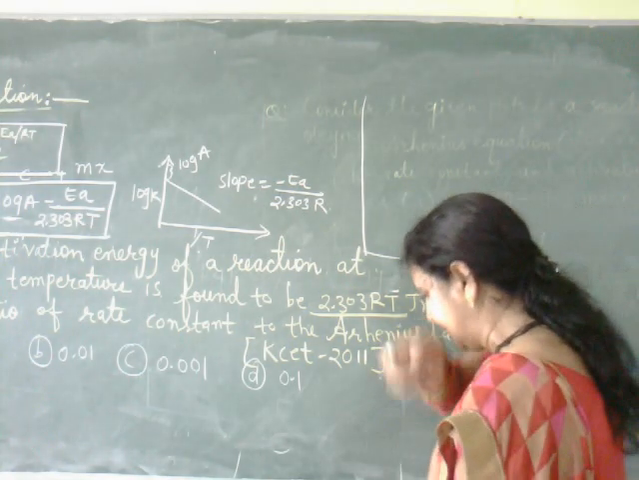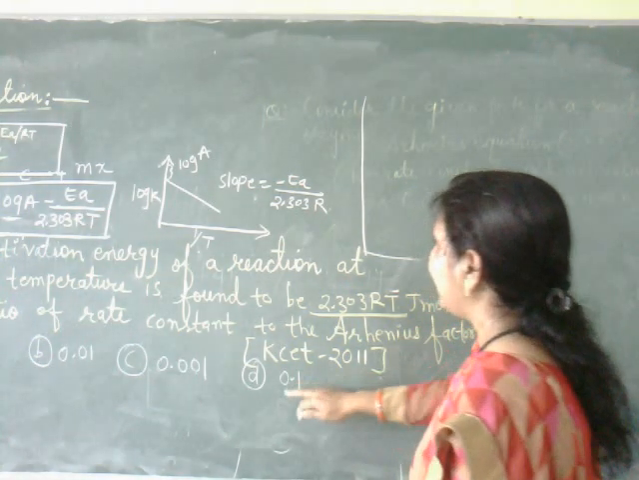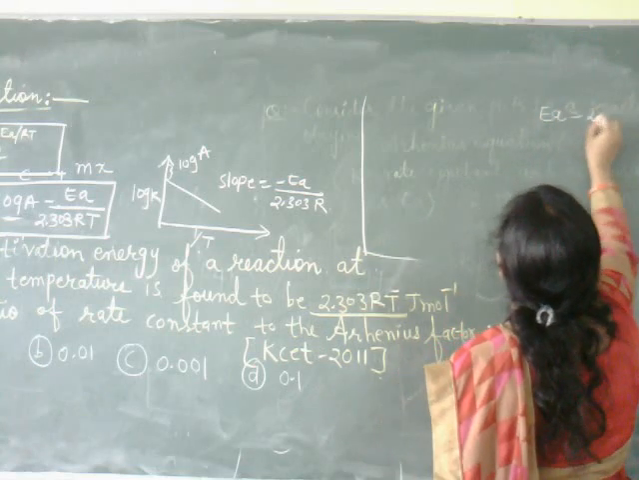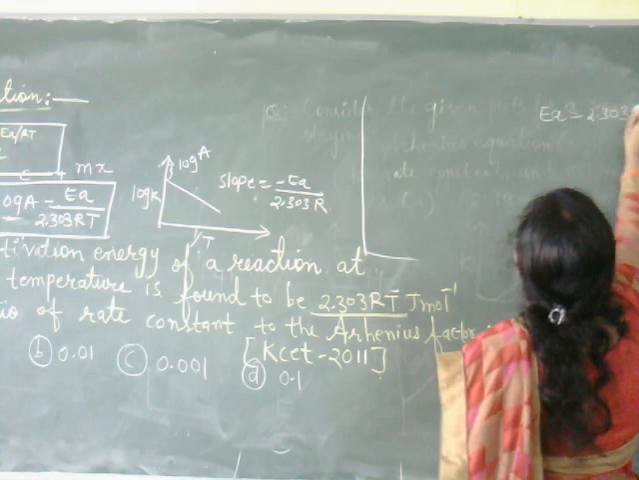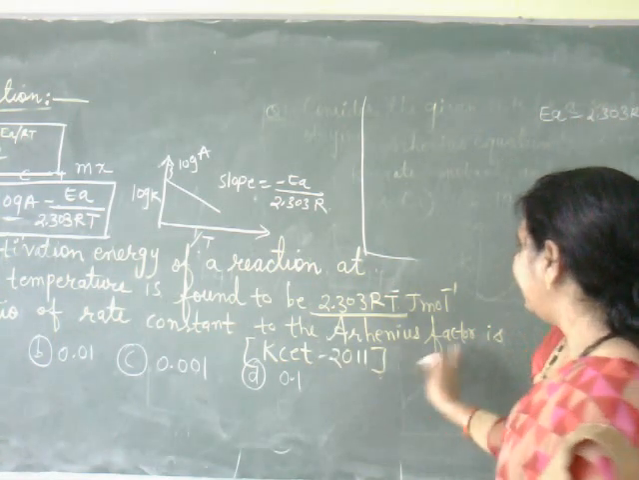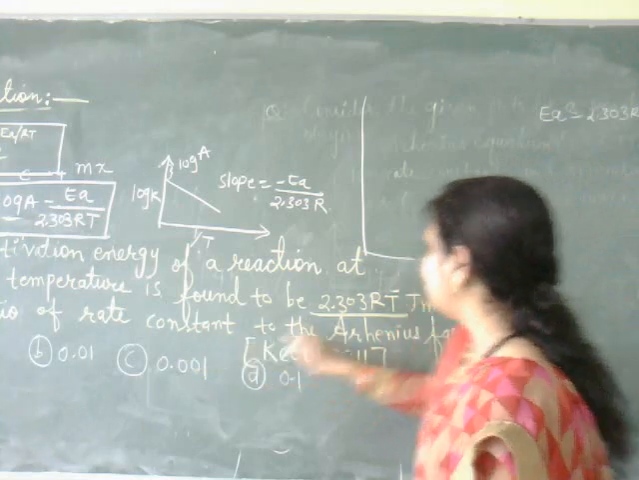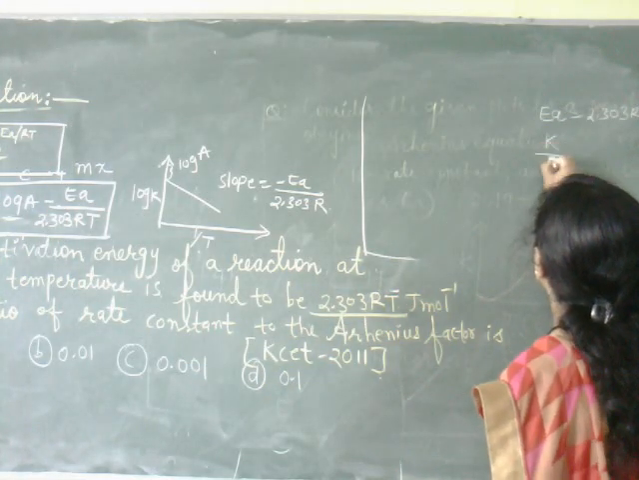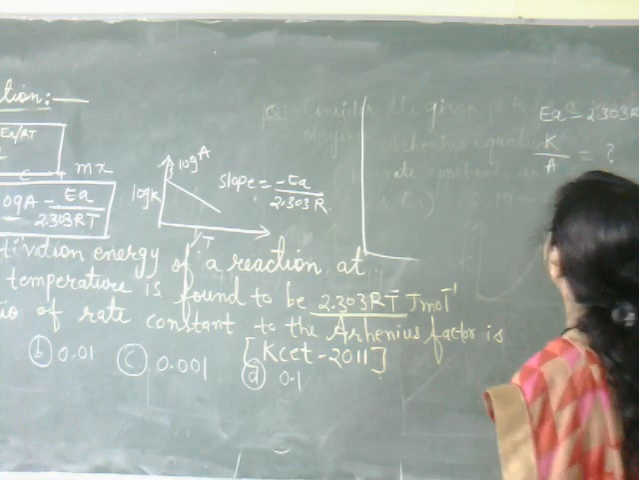So here, activation energy is given here. Ea is equal to what? It is 2.303 RT. They have asked for the ratio of rate constant to the Arrhenius factor. Okay, rate constant is what? K by A. Ratio they have asked.